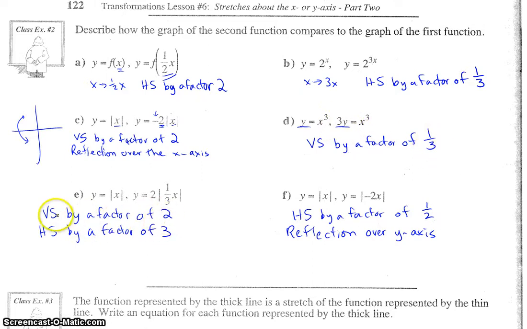Okay, E, we should have answers of vertical stretch by a factor of 2. You do not reciprocal that because it's not with the y, but it is a vertical because it's not inside with the x. Horizontal stretch by a factor of 3, and we flip that because that's with the x. Okay, F, horizontal stretch by a factor of 1/2. There's a 2 in front of the x, therefore we reciprocal to get the stretch factor. Horizontal because it's with the x, and negative inside with the x causes x to change sign, which means we would be reflecting over the y-axis.